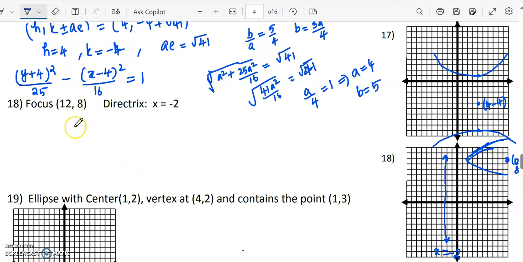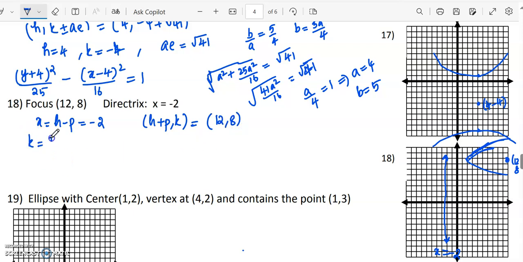So we need to find the equation of the conic where the focus is (12, 8) and the directrix is x equal to -2. So the directrix will be the line x equal to -2 and the focus will be at the point (12, 8). The parabola should be on the right side of the line x equal to -2, so the directrix will be x equal to h minus p, that will be equal to -2, and the focus will be (h plus p, k), so h plus p, k will be equal to (12, 8).